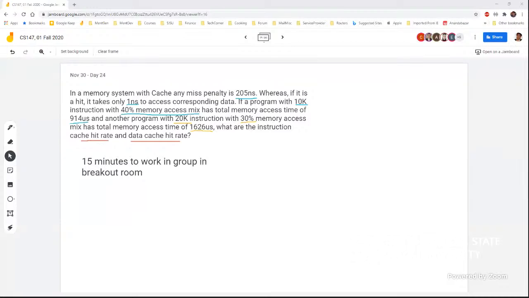Okay, let's wait a couple more seconds for everybody to come back from the discussion room. Anyone want to come up with an answer? Final answer on the instruction cache hit rate and data cache hit rate?